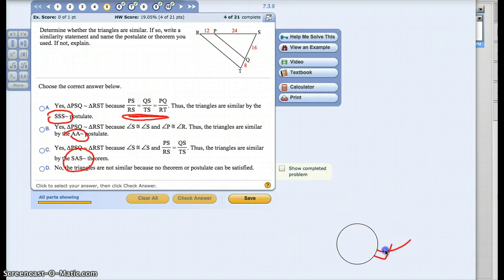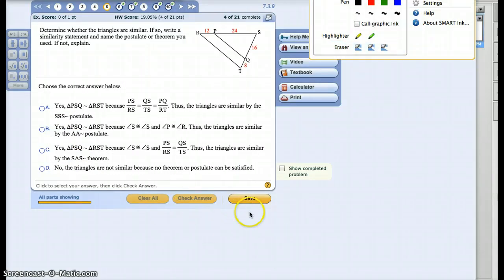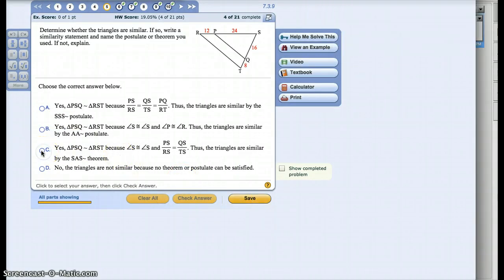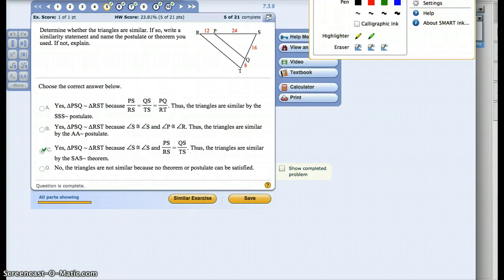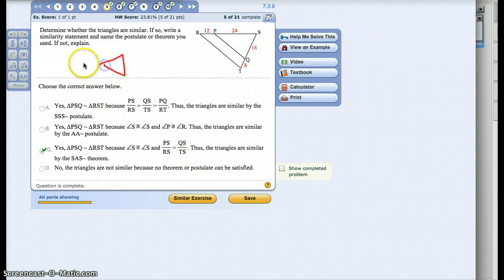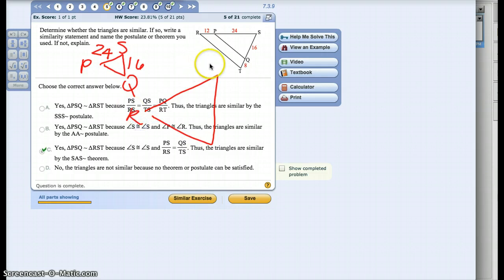All right, so looking at this diagram, I have a feeling that it's going to be side-angle-side. Yes, and the reason why is because there's really two triangles stacked on top of themselves here. There is this small one up top, which is PSQ. So this side length is 24, this side length is 16. And then there's the larger one, which is RST. And RS has a side length of 36. And ST has a side length of 16 plus 8, which is 24.